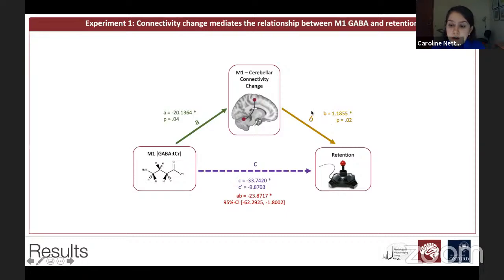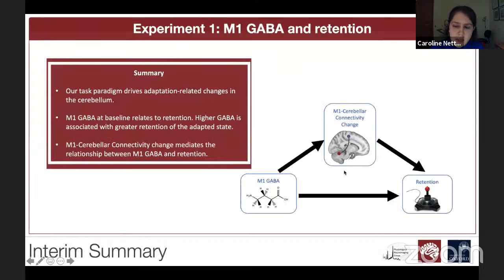So to go back to our original question of what is the role of M1 GABA in retention, this is the kind of model that emerges. Higher M1 GABA concentration before adapting relates to a decrease in M1 cerebellar connectivity, which in turn relates to increased subsequent retention. To summarize all of this, I showed you that our adaptation task increases connectivity in a cerebellar network in a way that is performance relevant. We find that there's a relationship between early M1 GABA and retention of an adapted state. And we also find that this relationship is mediated by the connectivity change between left M1 and right cerebellum.